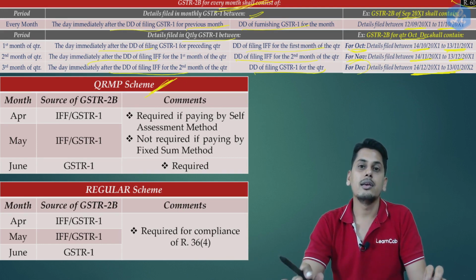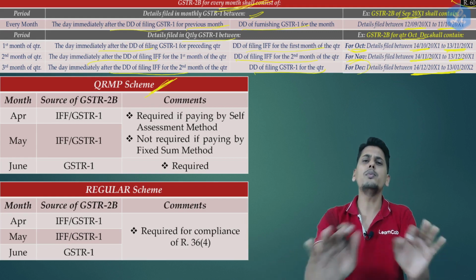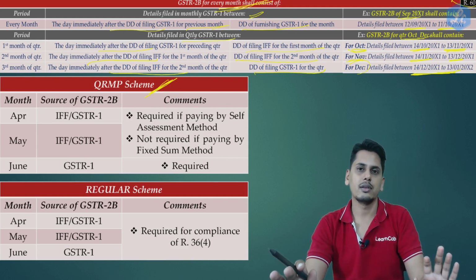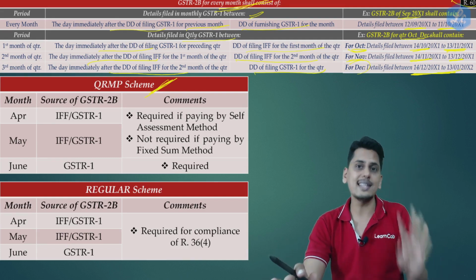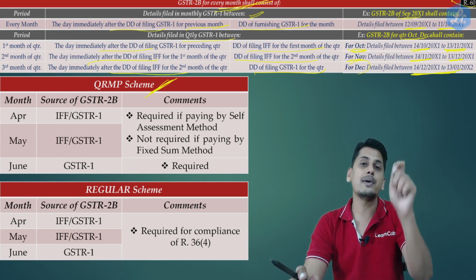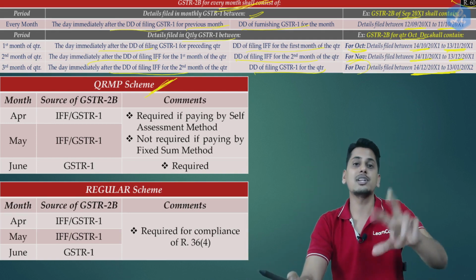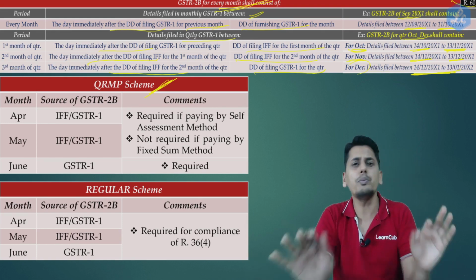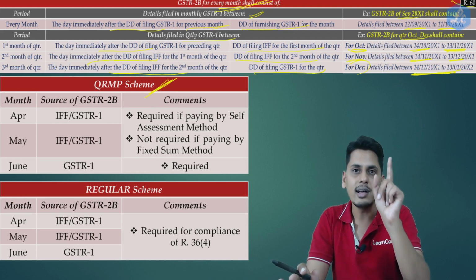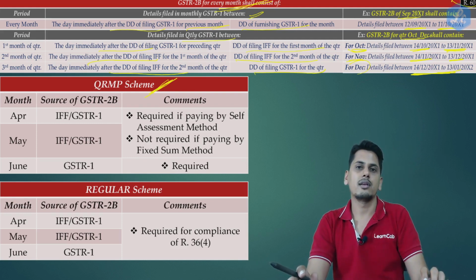However, if I am under the fixed sum method, 2B is not relevant for me for the first and the second month, because I am going to pay taxes based on the amount paid by debiting my electronic cash ledger in the preceding tax periods. 2B is not relevant for the first and the second month of the quarter when I am going under the fixed sum method.